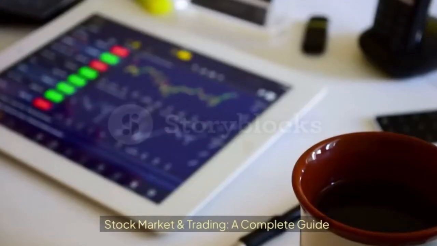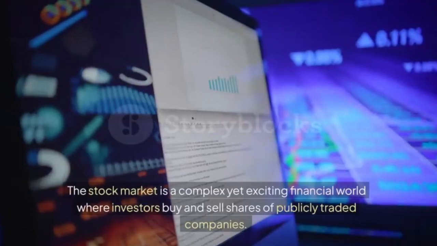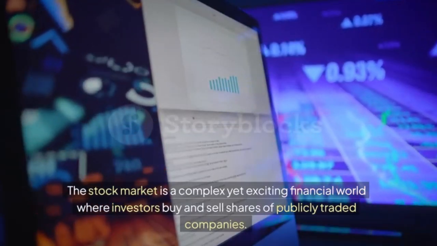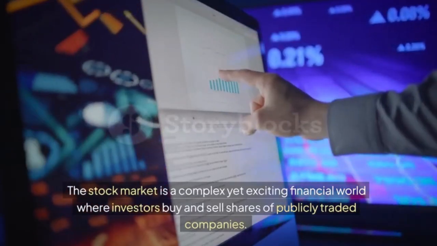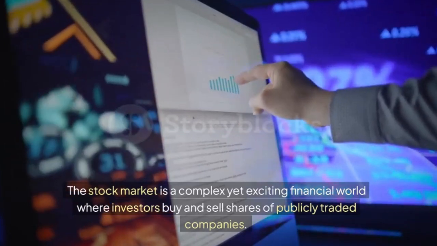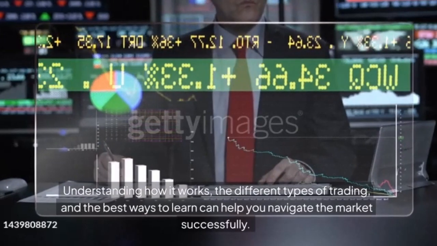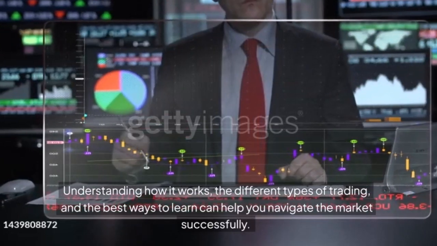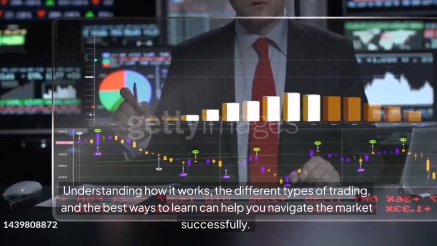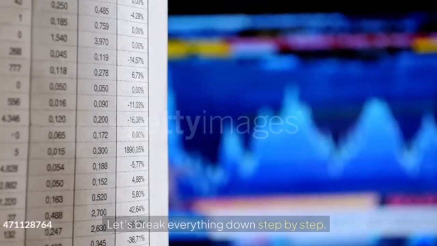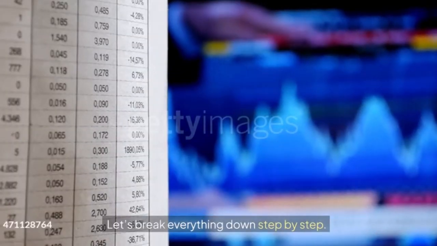Stock market and trading. A complete guide. The stock market is a complex yet exciting financial world where investors buy and sell shares of publicly traded companies. Understanding how it works, the different types of trading, and the best ways to learn can help you navigate the market successfully. Let's break everything down step by step.